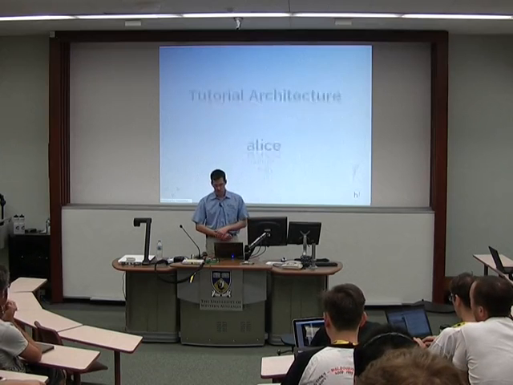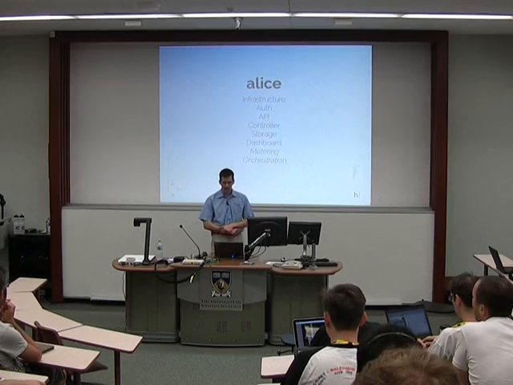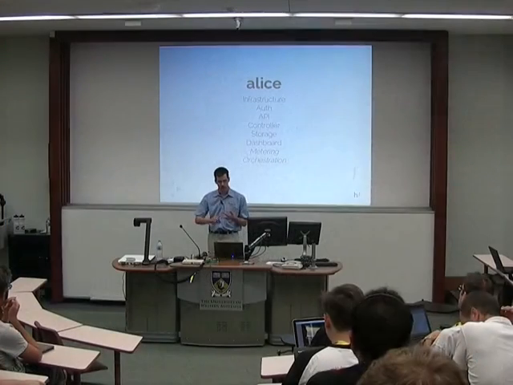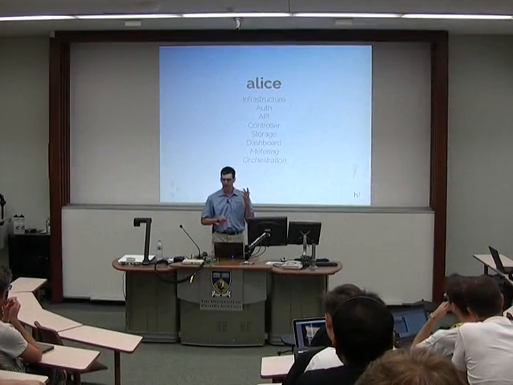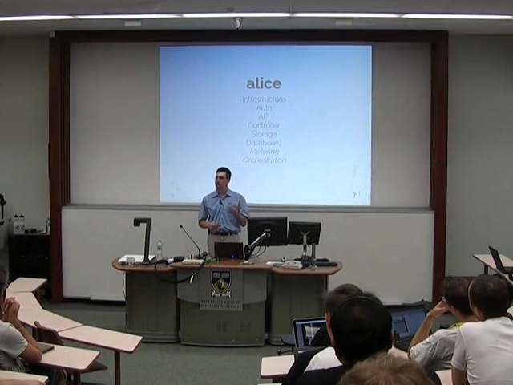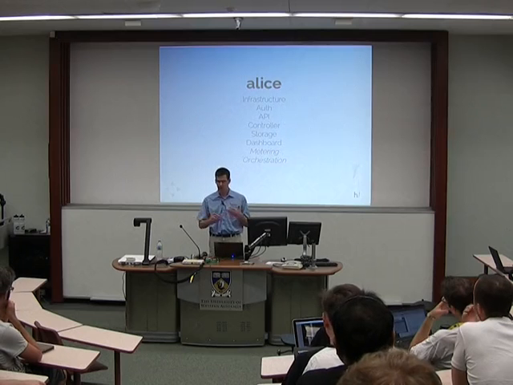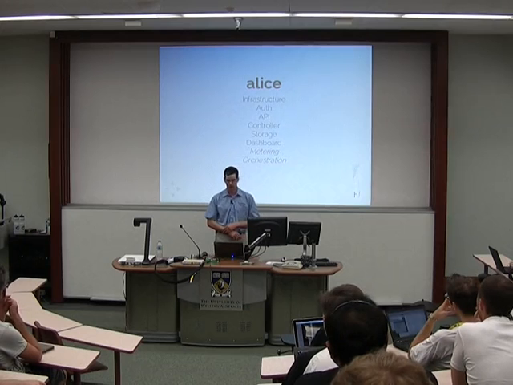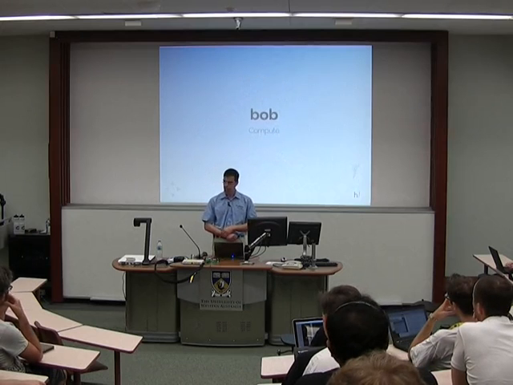But as far as the architecture is concerned, we have one node that actually holds a great number of these roles. We call it Alice, and Alice is going to work as our infrastructure node, authentication node, API node, controller node, storage node, dashboard node. And we could also slap the metering and orchestration on Alice if we wanted to. I'm not sure if we're going to get to that time-wise, but it will be very easy to do for you.